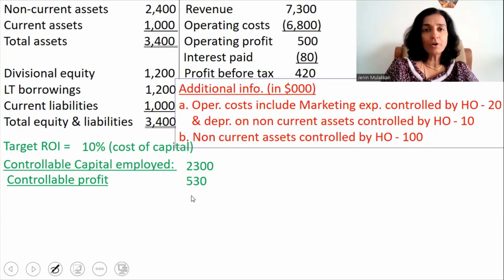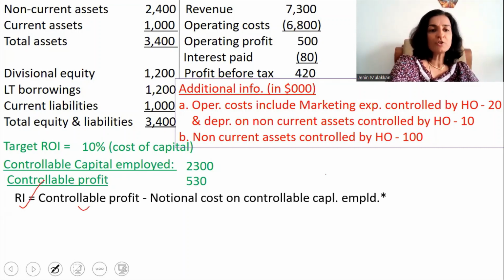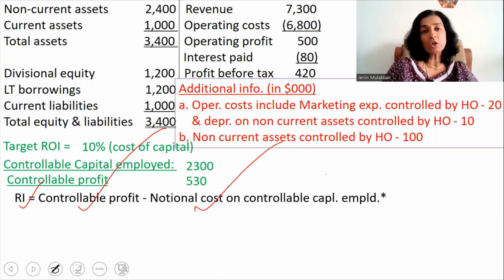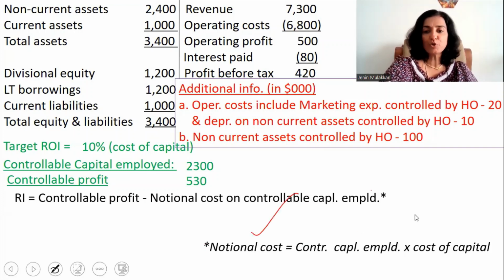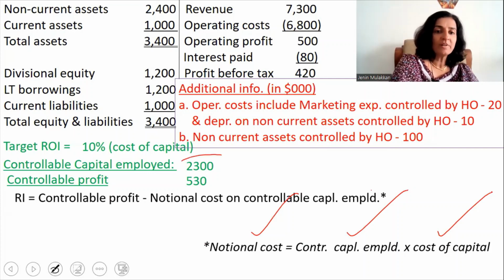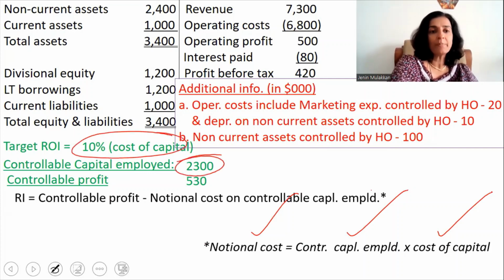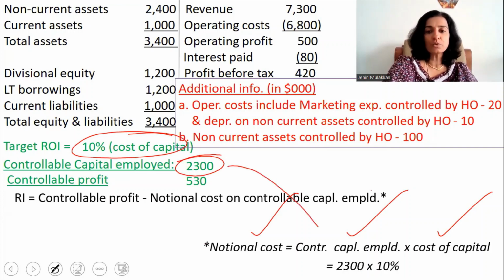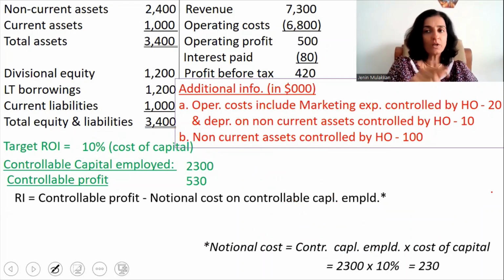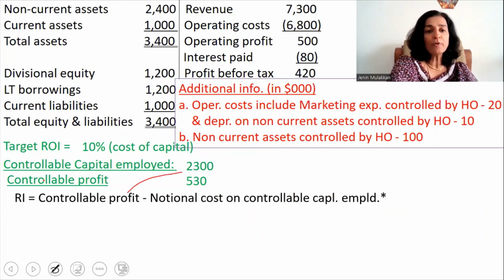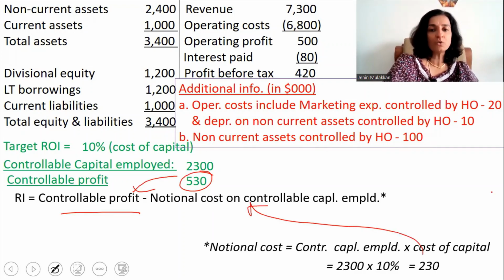Now we will go to the calculation of residual income. Residual income is controllable profit minus the notional cost on controllable capital employed, for evaluating the performance of the divisional manager. Controllable profit, we know it is 530, and the notional cost is the controllable capital employed multiplied by the cost of capital percentage. The controllable capital is 2,300. The cost of capital is 10%. So the notional cost is 2,300 multiplied by 10%, which is 230. So now we can calculate RI. Controllable profit 530, notional cost 230.